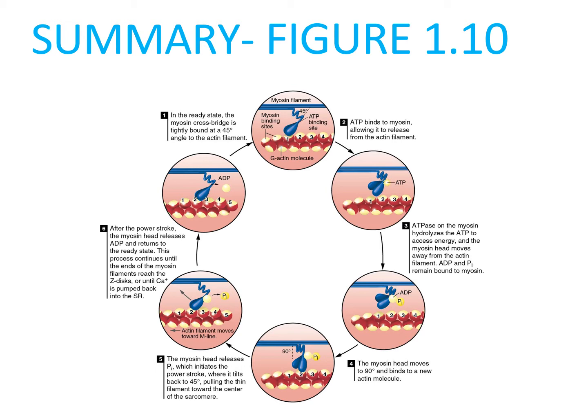The myosin head then moves 90 degrees and binds to the new actin molecule. The myosin head releases phosphates, which will then initiate the power stroke, where it tilts back to 45 degrees, pulling the thin filament towards the center of the sarcomere. After the power stroke, the myosin head will release ADP and return to the ready state. This process continues until the ends of the myosin filaments reach the Z discs, or calcium is pumped back to the sarcoplasmic reticulum.